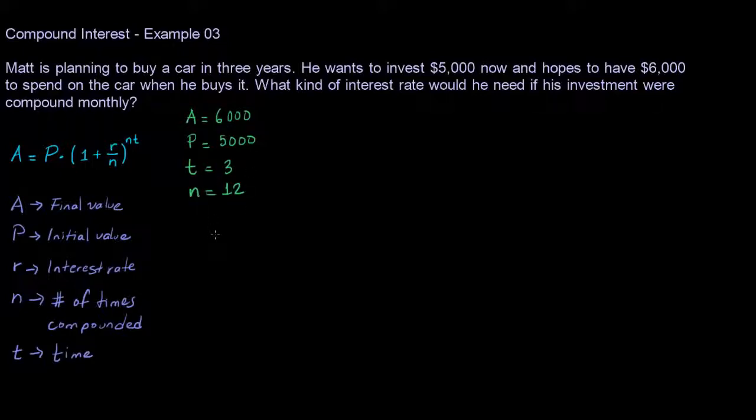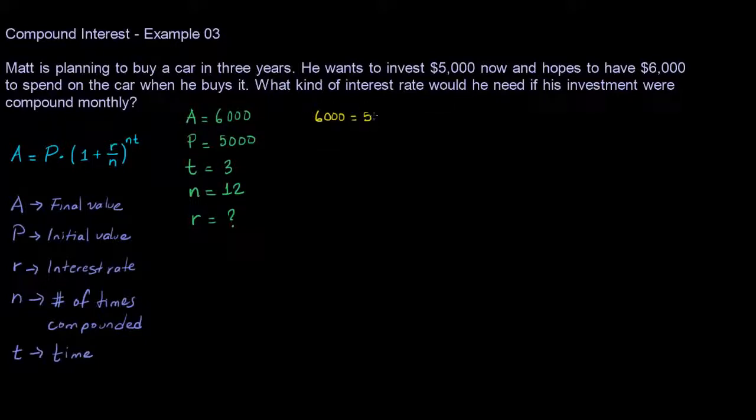And now, as you can see, the thing we're lacking here is the interest rate in this formula. It's actually the question: what kind of interest rate would he need if his investment were compound monthly? So we do not know the interest rate. So let's write this down in the formula and let's see how we can work this out using algebra.